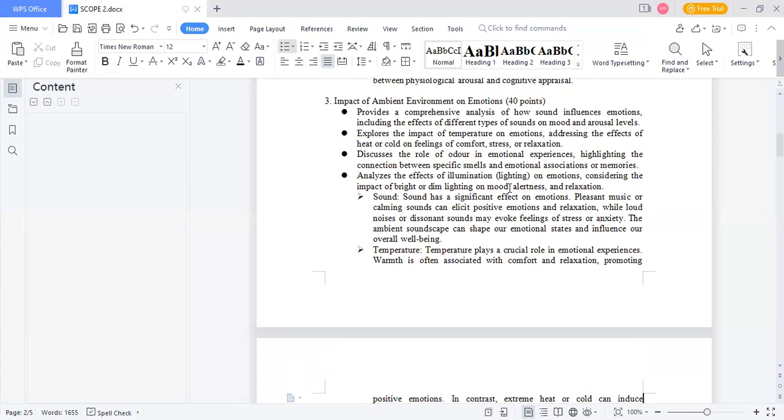Sounds, you can see music, also really influences how we react, including the effects of different types of sounds on mood and arousal levels. So you give scientific examples or research examples, not just random examples as well.